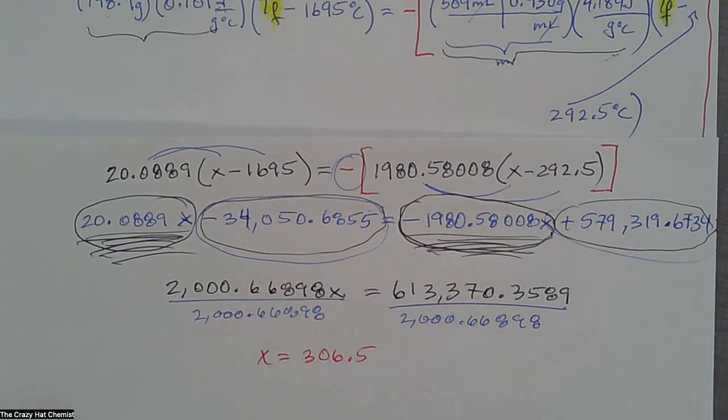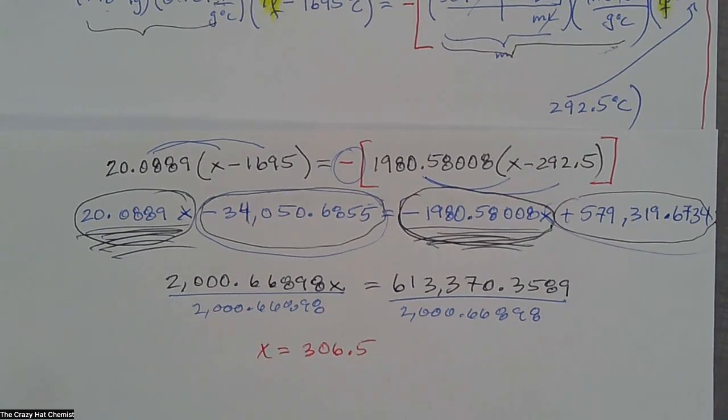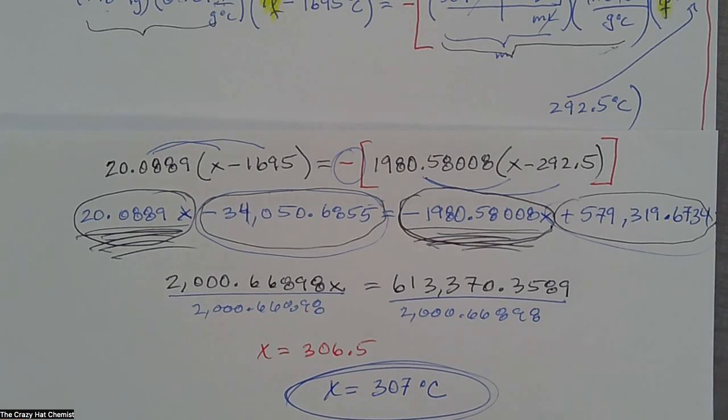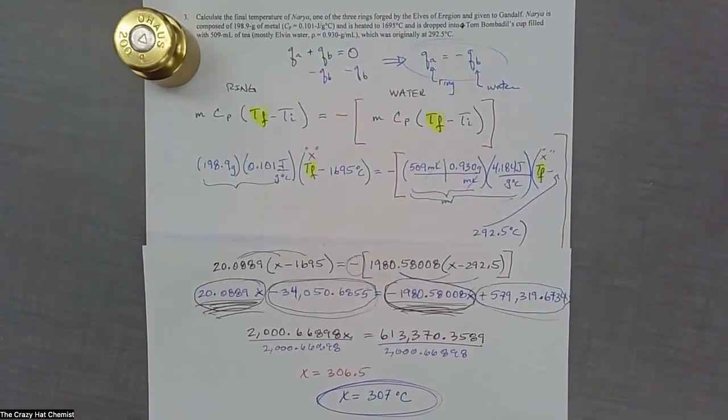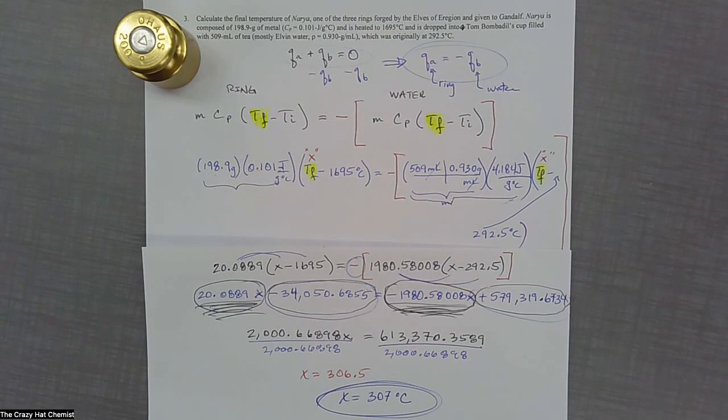306.5. And then we're going to round this to three significant figures, which is what we had originally in the problem. So X is going to equal 307. And we're going to put units back on this, and this is degrees Celsius. That is our answer. All right, so I think what I'm going to have to do is zoom on out here just a little bit so that you can see this entire problem right there like that.